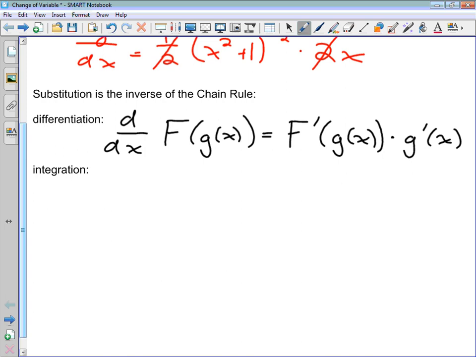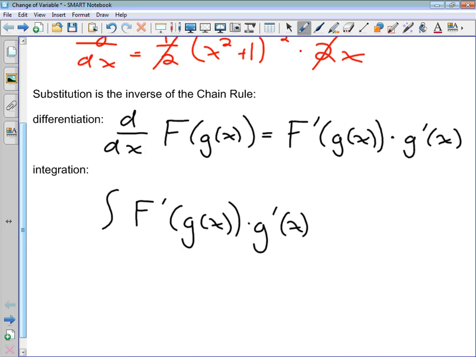What are we going to do in terms of integrals? Well, when we're doing integration, what we're going to say is that the integral of f primed evaluated at g at x times g primed at x. So if we're taking this thing over here and we're integrating it, we're doing the opposite. If we integrate this, we are going to get something that is the composition of two functions plus a constant of integration.